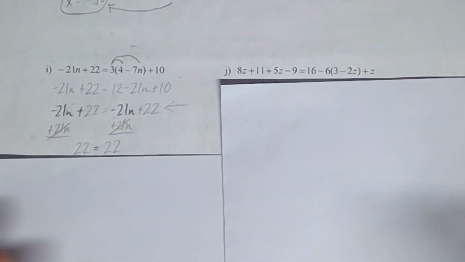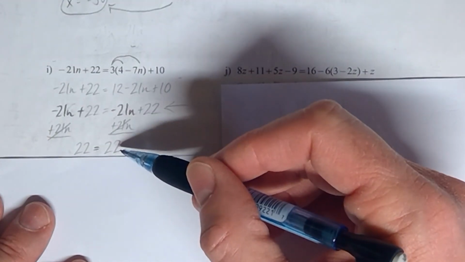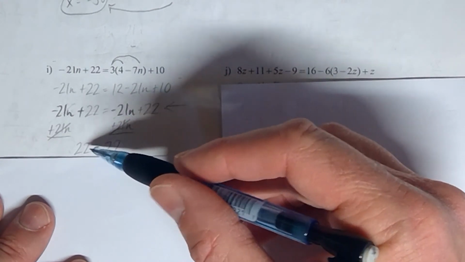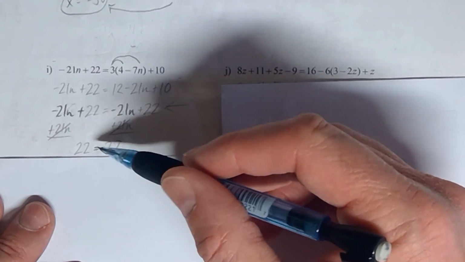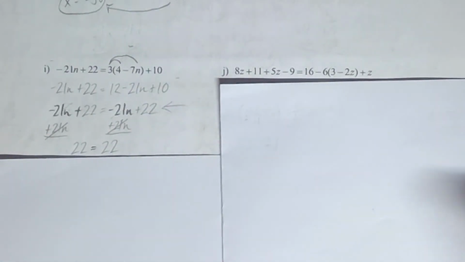Okay, here's the thing, you guys. If you're in the process of solving the equation, and the variables completely disappear, but you get a true statement, and what I mean by that is 22 and 22 truly are equal to each other. If you said 22 equal to 22 to somebody, you would be saying something that was true, right?